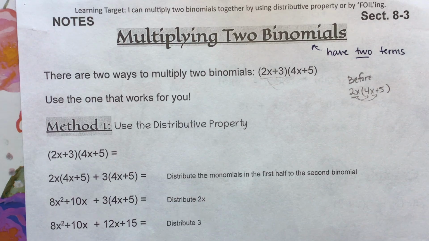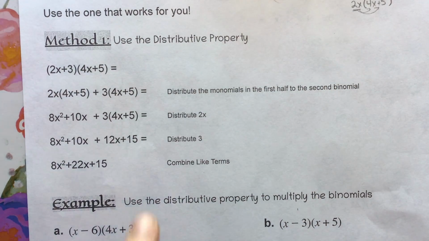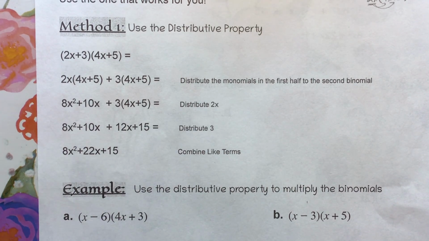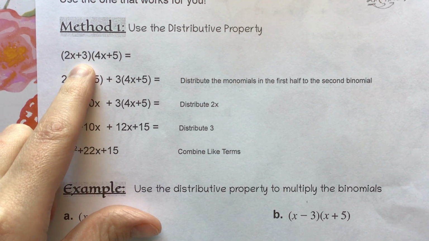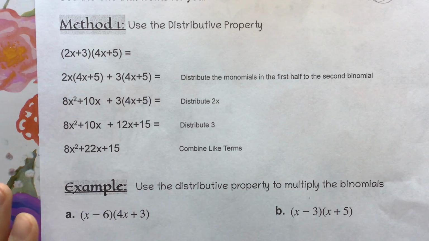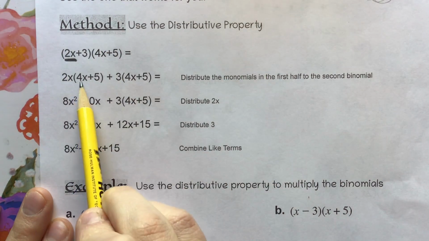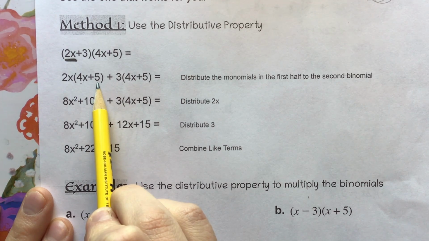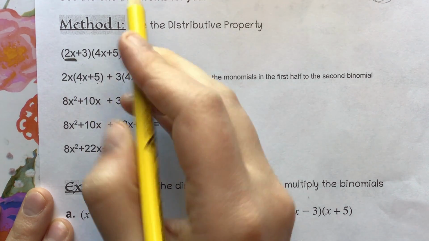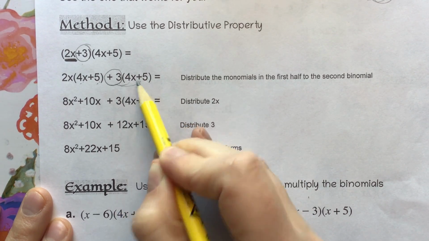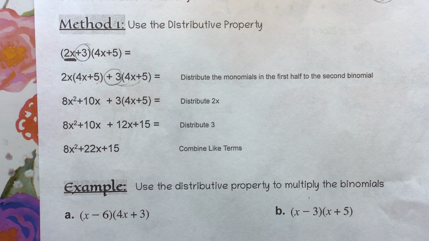So one method that you can use to multiply these together is the distributive property. So let's break that down. In this example, if I'm taking 2x plus 3 multiplied by 4x plus 5, you're going to take your first term and multiply it across the parentheses. Then you're going to take your second term, the positive 3, and multiply it across the parentheses as well.